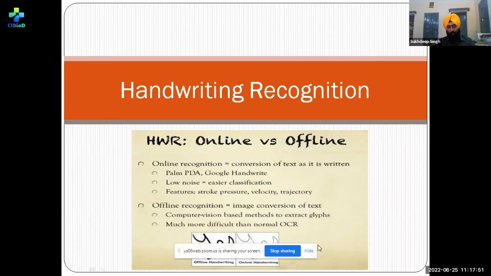Here we can see that when we are writing offline, various things like pressure on a particular point on the screen or on the paper are not considered. But when it is written in online mode, it has certain more advantages for handwriting recognition.